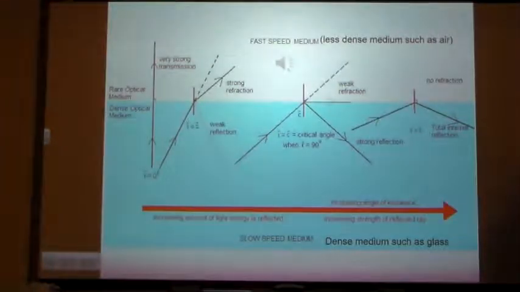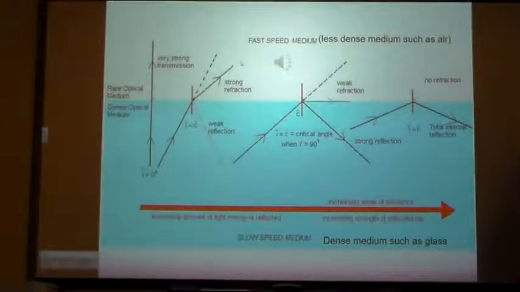I have a little bit of physics explanation. You don't need to know this, but I put in some extra reference on why light bends. If you go from a denser optical medium to a less dense medium, like glass to air, the light bends away. Once it reaches a critical angle, light won't even come out.